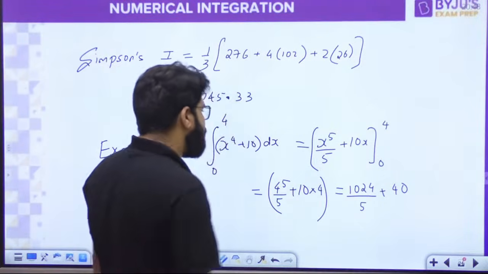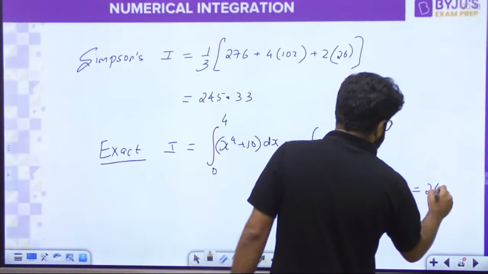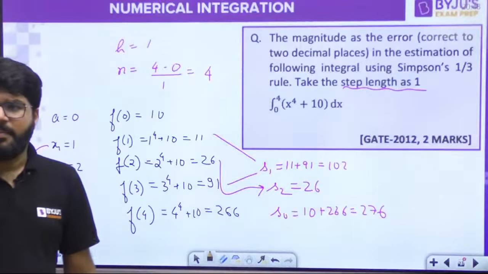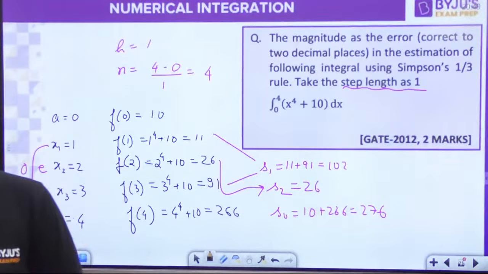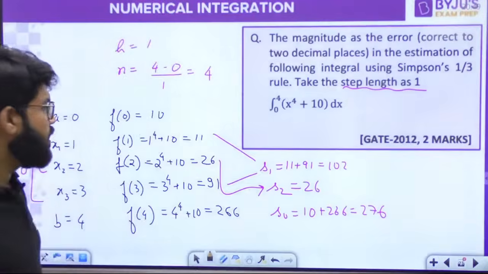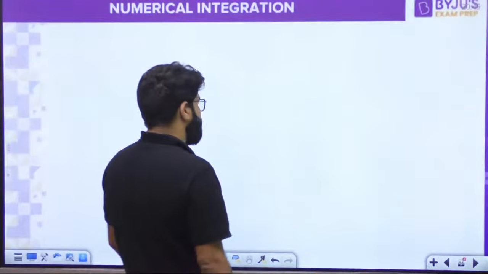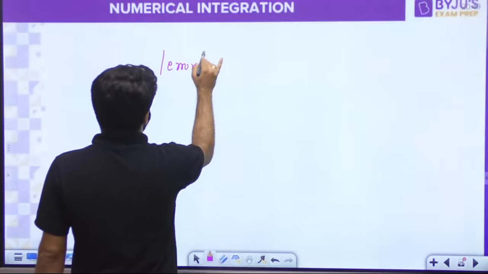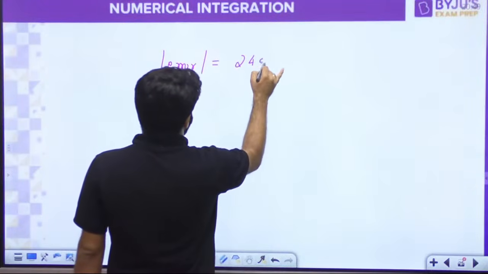And this is 244.8. The magnitude of the error, the absolute error. Which formula, Akash? Which formula? What is the magnitude of the error? Come on. So, magnitude of the error, absolute error will be equal to 245.